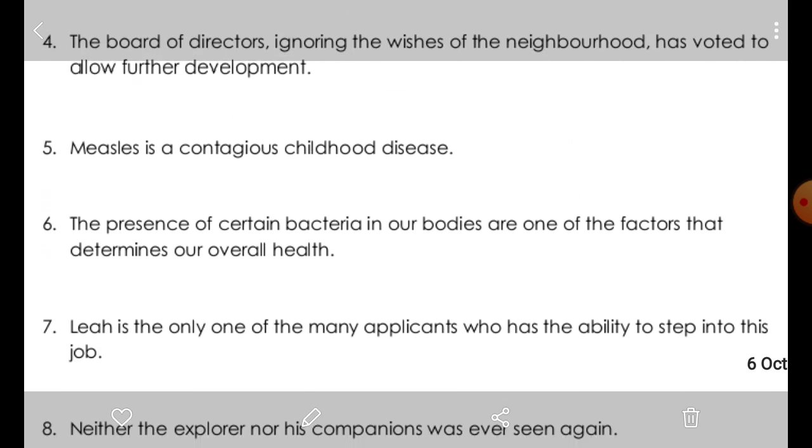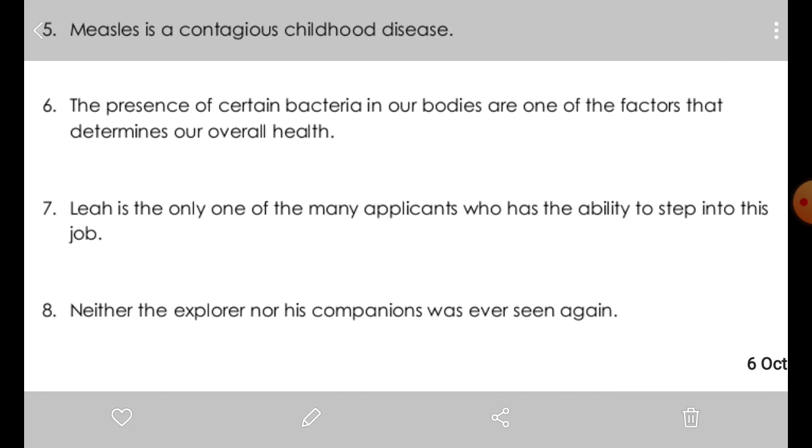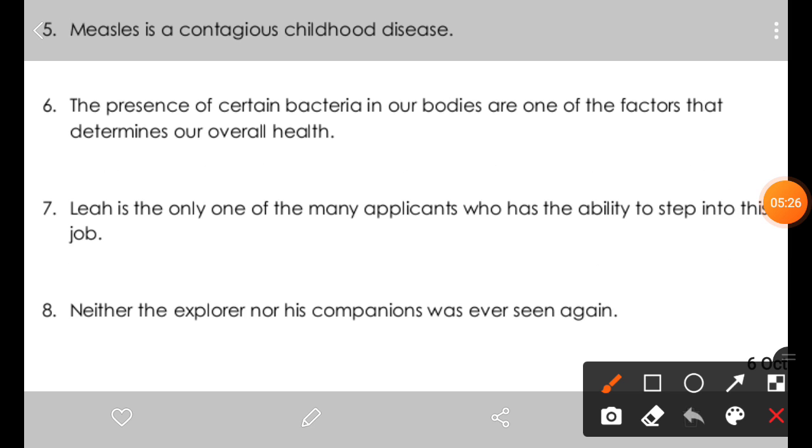Now see sentence number 6. Sentence 6 says that the presence of certain bacteria in our bodies are one of the factors that determines our overall growth. So student, here what is the subject? The presence of certain bacteria in our bodies are one of the factors. See, the verb is given here: are one of the factors. So we are talking about factors that determine our overall growth, so overall health.